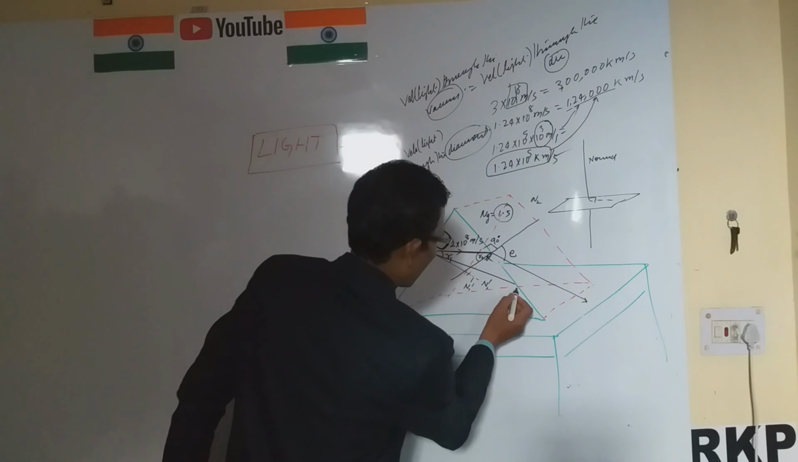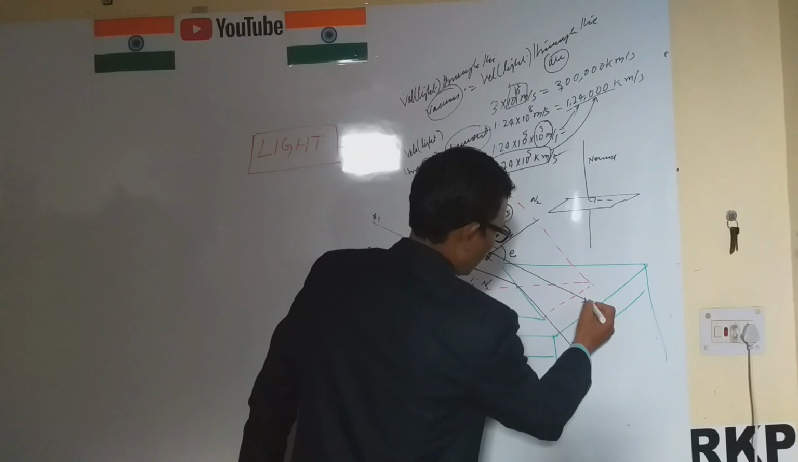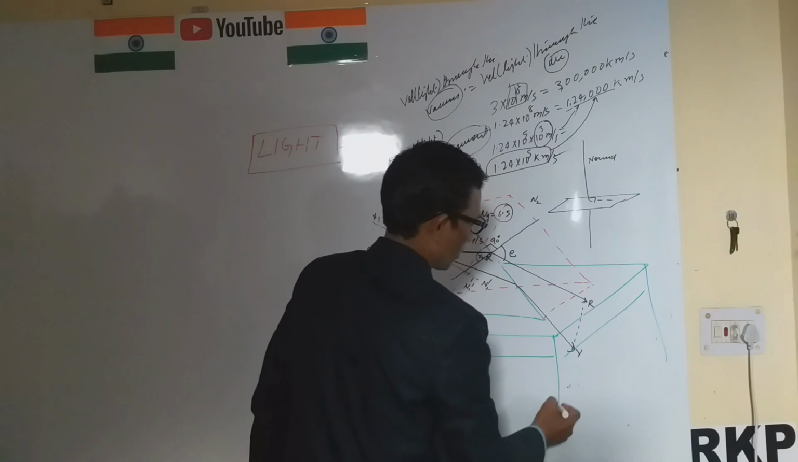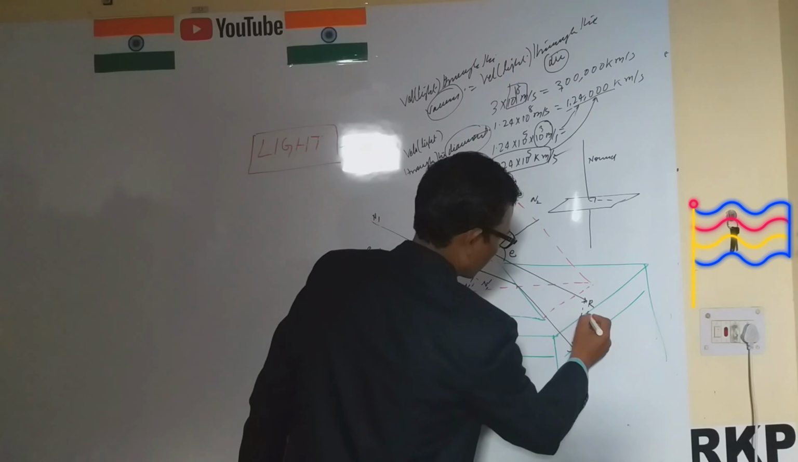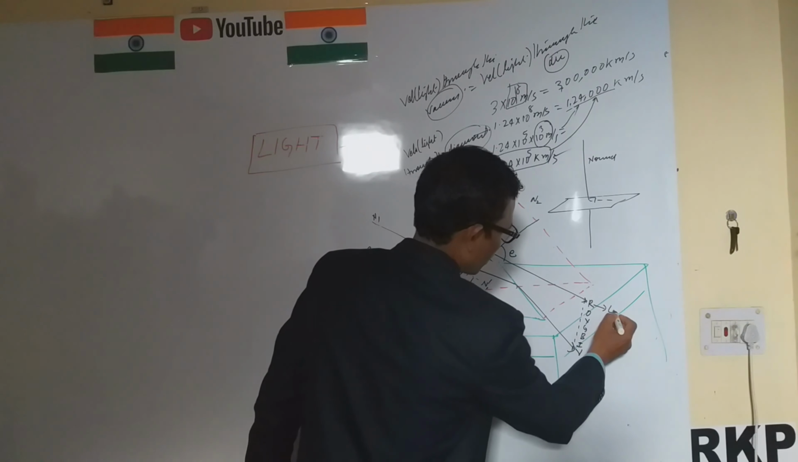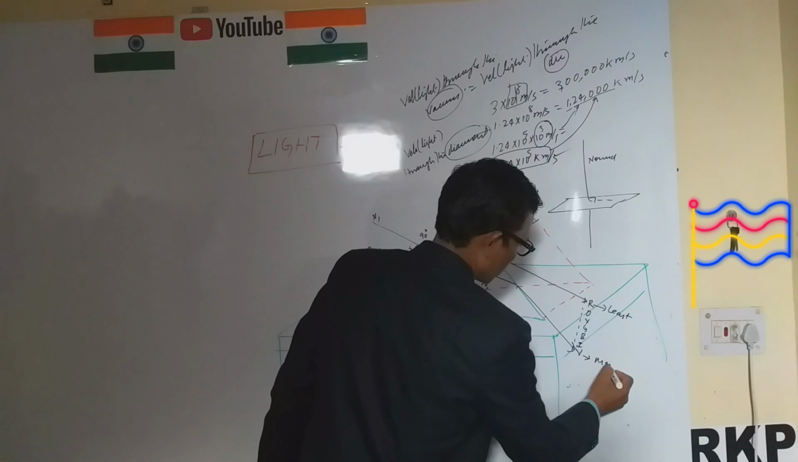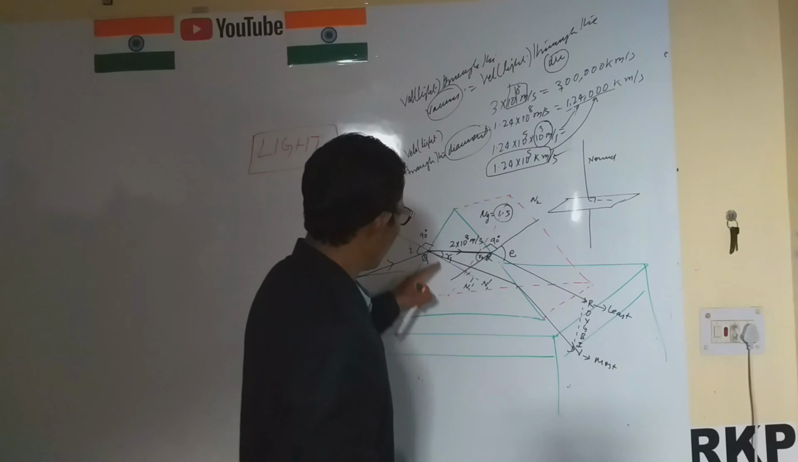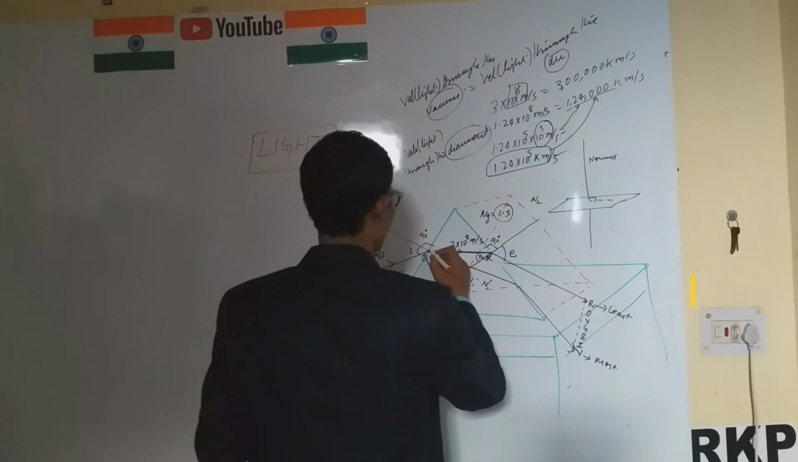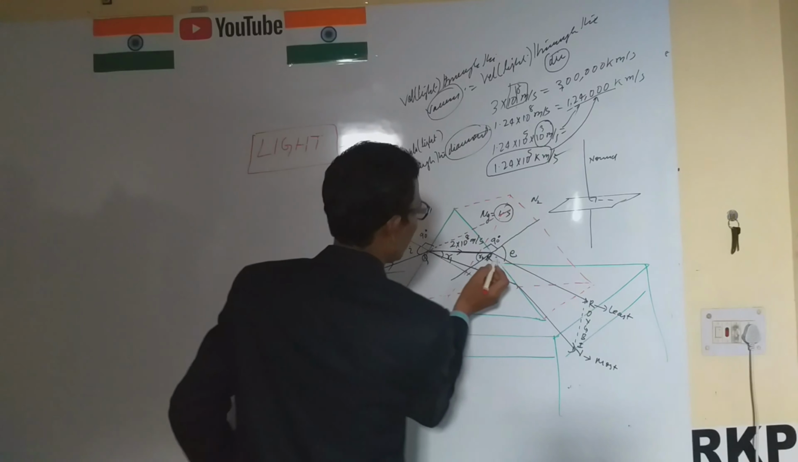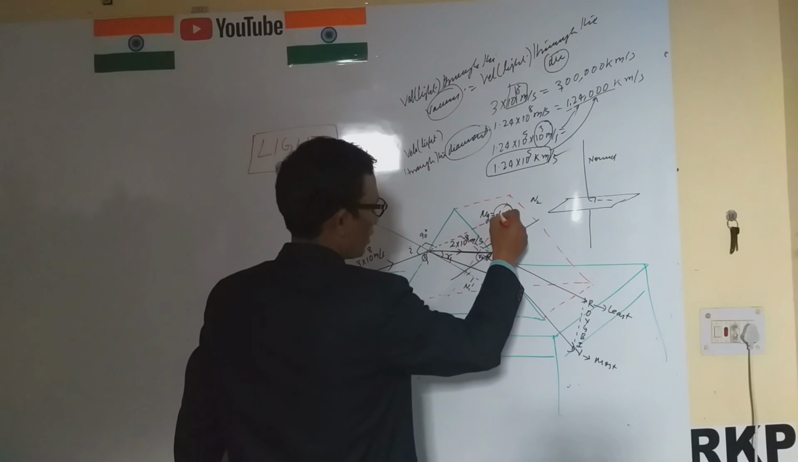So here it is like this. This is called red, and this is called violet. One has the least deviation and the other the most deviation, because deviation takes place here. Here is the deviation. Here is the least deviation.